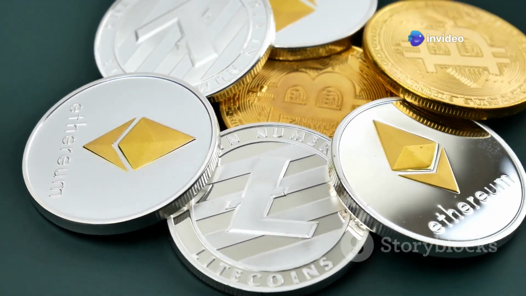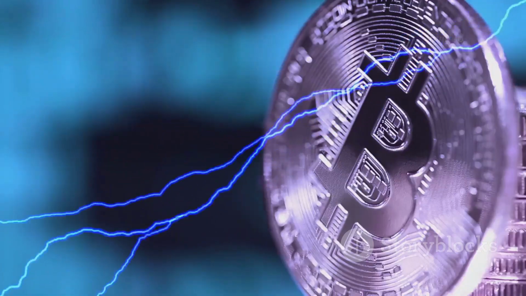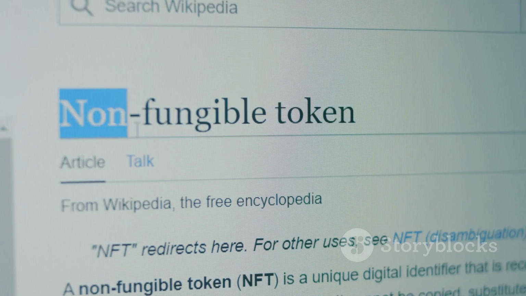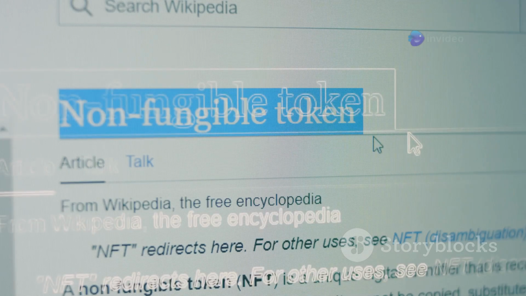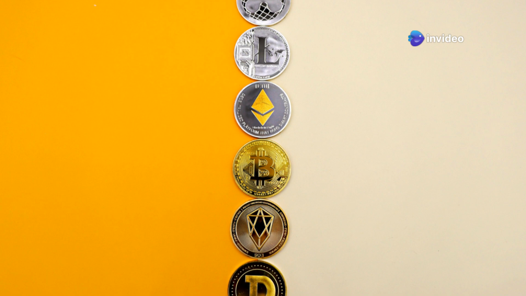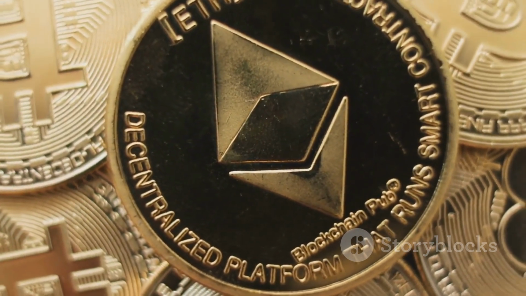Coin versus token. A coin is a digital asset that operates on its own blockchain. For example, Bitcoin is a coin on the Bitcoin blockchain. On the other hand, a token is a digital asset created on an existing blockchain. Tokens often represent assets or utilities within a specific ecosystem. For instance, Chainlink or Link is a token on the Ethereum blockchain.